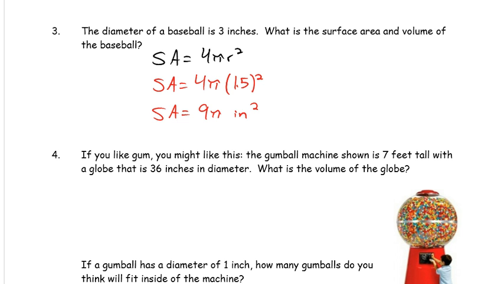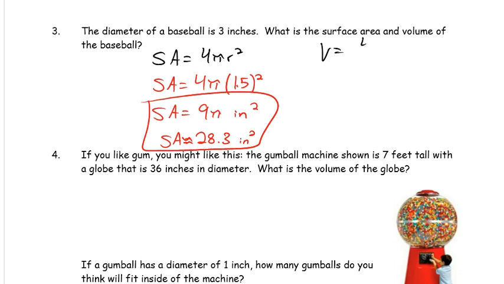If I wanted to, let's see what 9 pi comes out to be. So the surface area of a baseball is approximately 28.3 inches squared. So that's the surface area. Volume of a baseball, how much is inside that thing? 4/3 pi r cubed, or 4/3 pi times the radius, which is 1.5 cubed. So let's see what we get here.